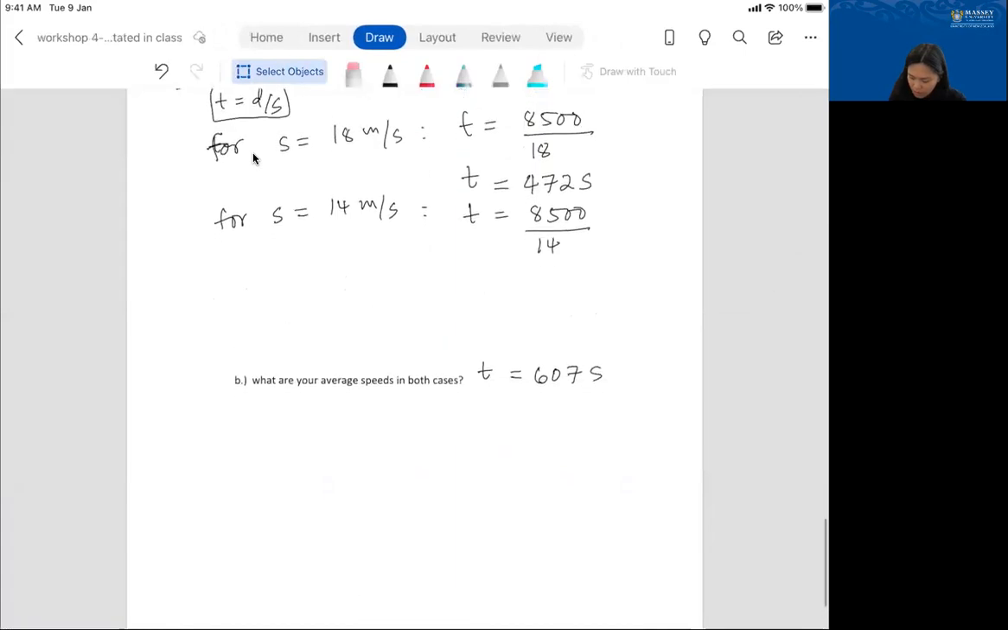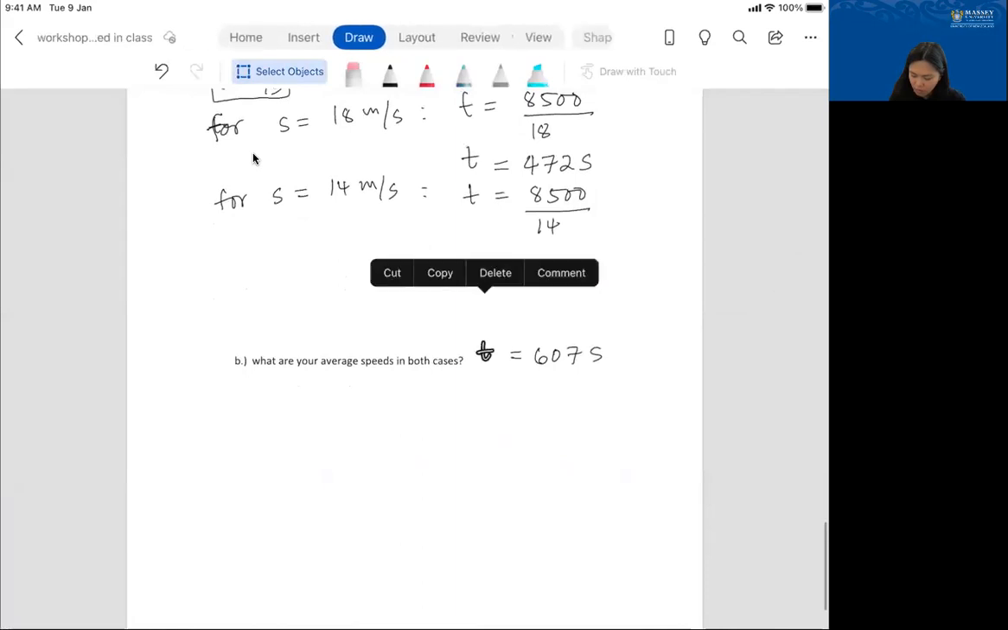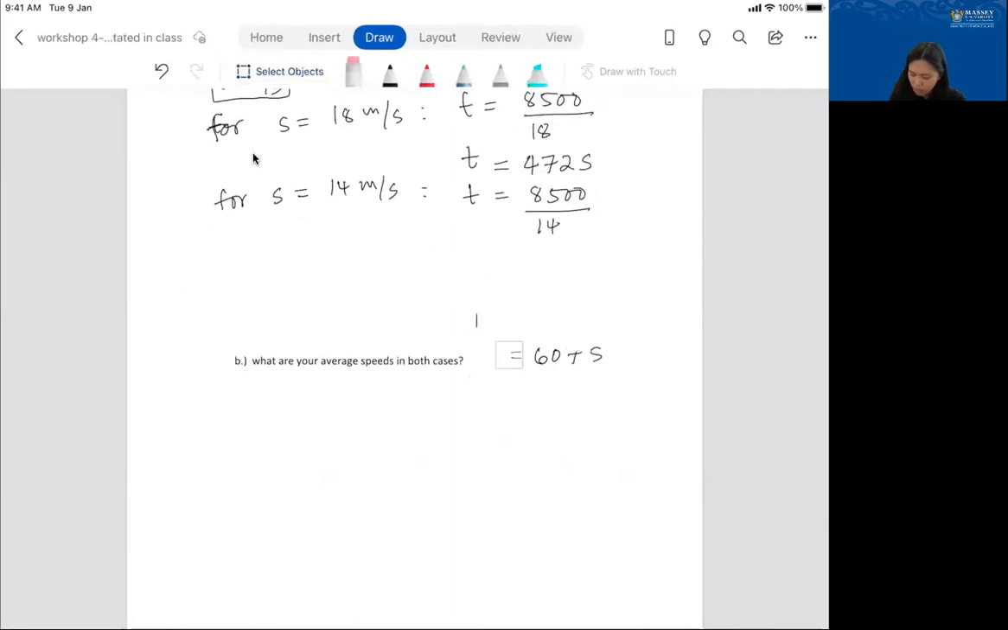Do like this. Oh, okay, let me write this down here. So your time when you're going at 14 meters per second is 607 seconds.